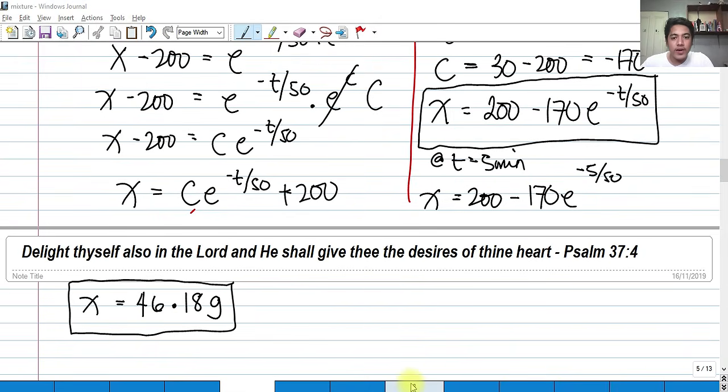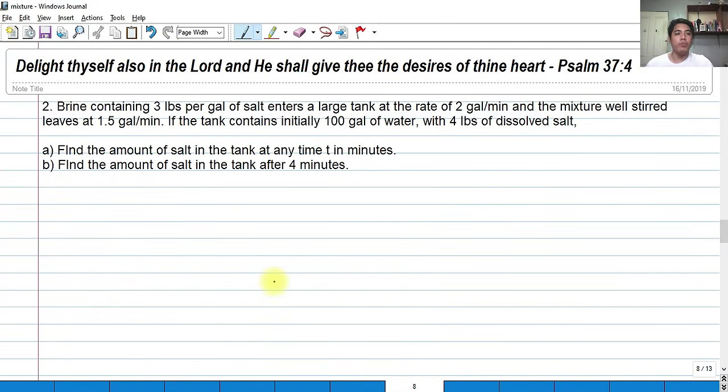So let's try the other example. Number 2: Brine containing 3 pounds per gallon of salt enters a large tank at a rate of 2 gallons per minute. As you can see, upon reading the first phrase, 3 pounds per gallon of salt is C sub I. At a rate of 2 gallons per minute, that is R sub I.